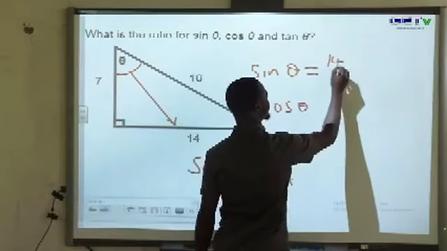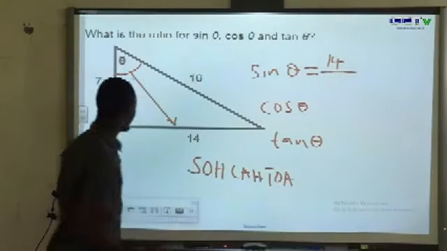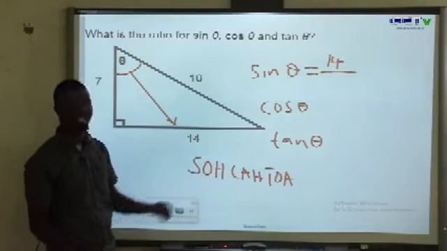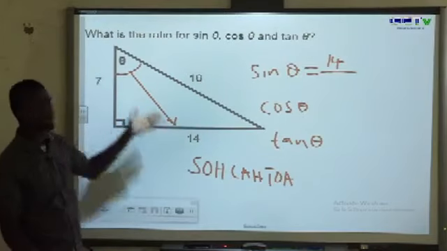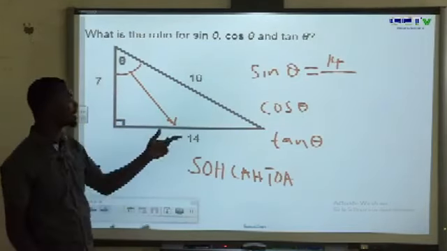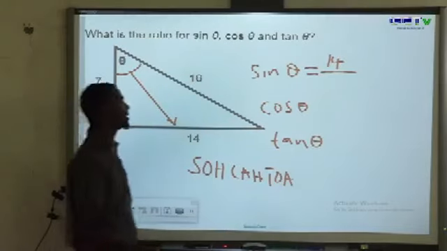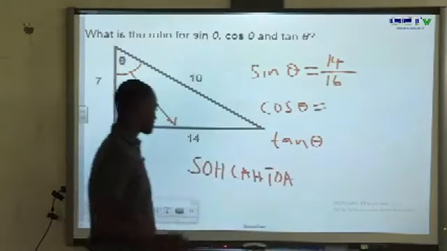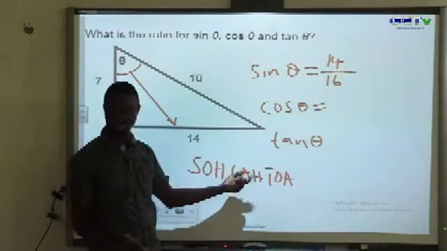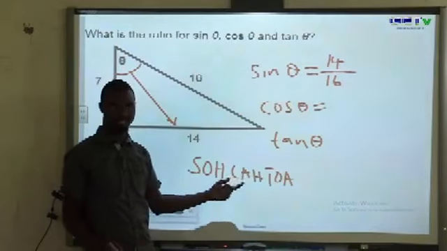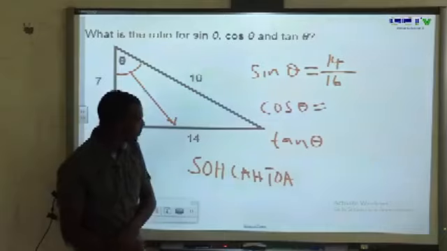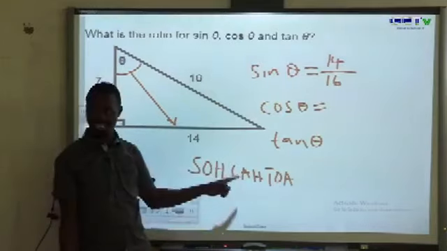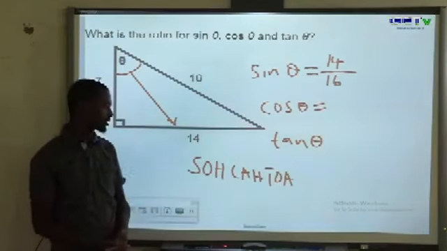So there we will have 14 all over the other side. H is the hypotenuse. So which one is the hypotenuse on the right angle triangle? We said the longest side is the hypotenuse, which is 16. So sine theta will be 14 over 16. The next one is cos theta. Cos theta is the second set of 3 letters, CAH. C is cos, A is adjacent, and H is hypotenuse.